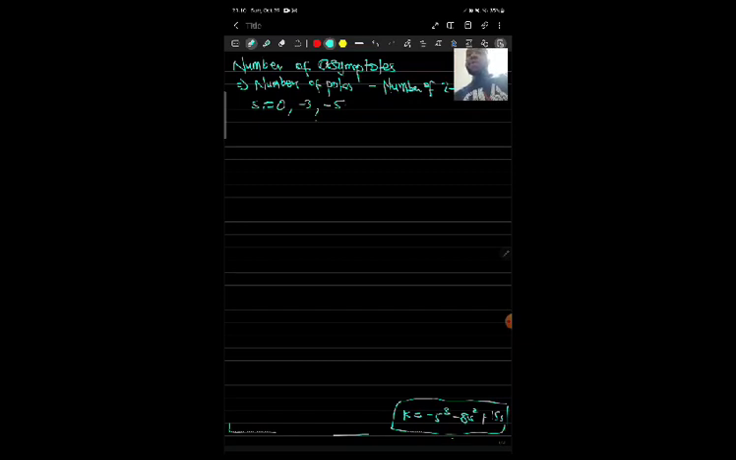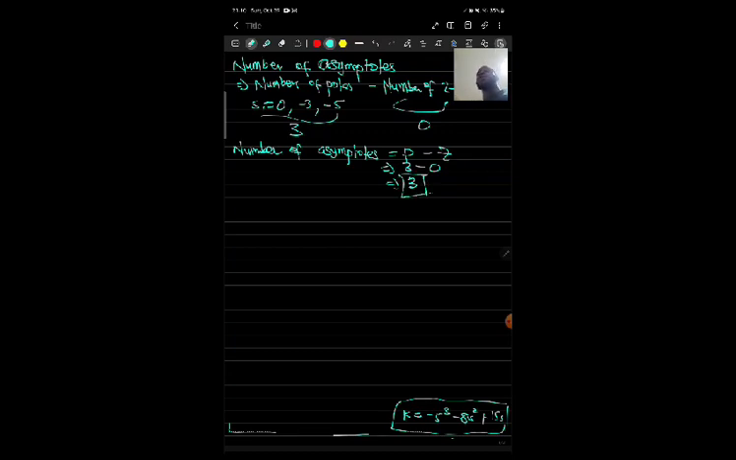So we have 3 poles here, and we had infinite zeros which are 0. So we can say the number of asymptotes here is equal to number of poles minus number of zeros. So we have 3 minus 0, it gives you 3. So the number of asymptotes in the equation is 3.